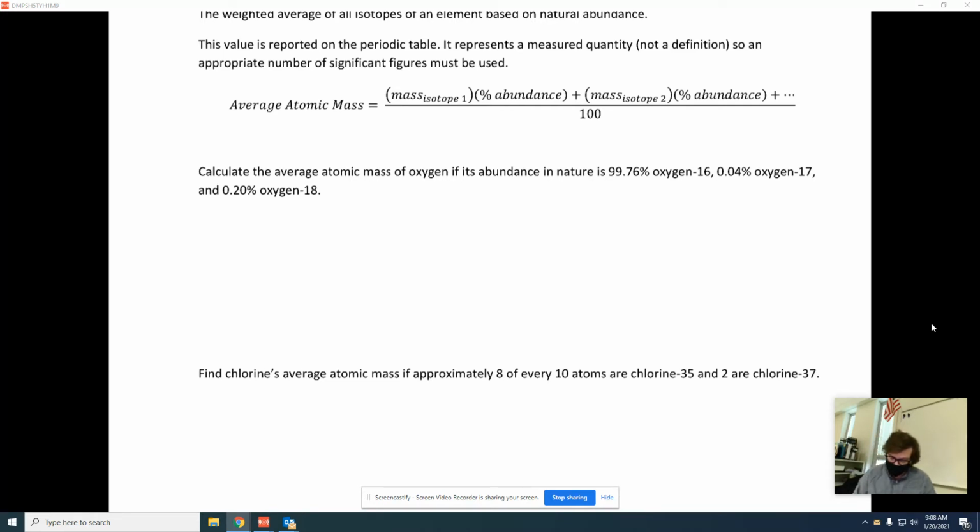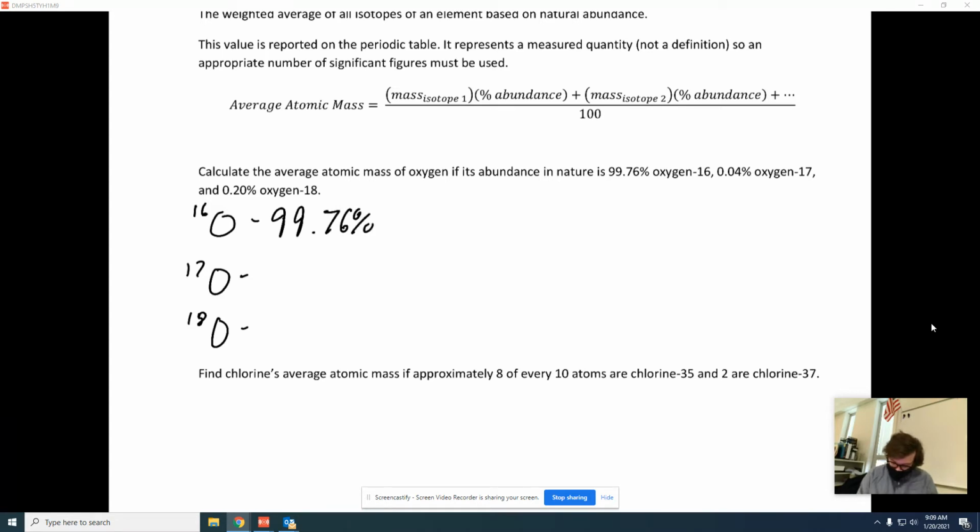So if we look here, I am looking at oxygen in our first example. Our oxygen has three different isotopes. So we have oxygen 16, oxygen 17, and oxygen 18. And then we've been given the percent abundance of each of these. Oxygen 16 is by far the most common. So oxygen 16 has a percent abundance of 99.76%.